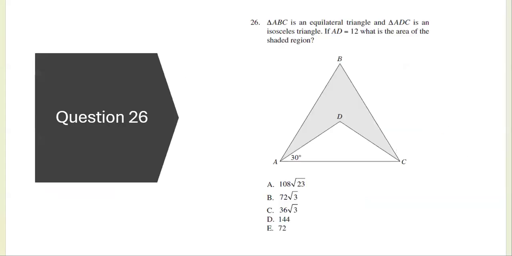26, last one. Triangle ABC is an equilateral triangle. Triangle ADC is an isosceles triangle. If AD is equal to 12, what is the area of the shaded region? I have 3 slides to slowly show you all the concepts that you need to solve this problem.